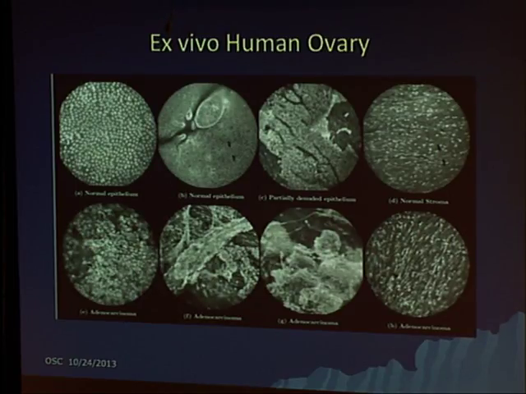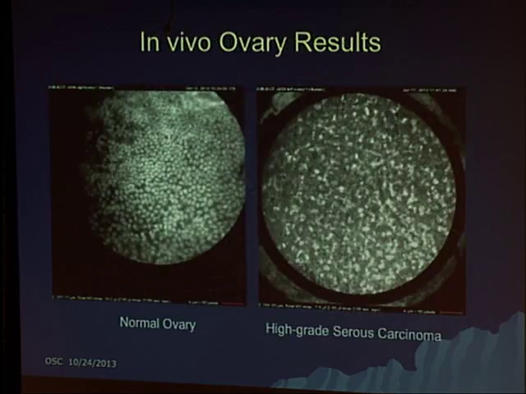So ex vivo, we've been able to show quite good sensitivity and specificity for detection of ovarian cancer with this technique, and they're now running an in vivo clinical trial of this instrument to see how well we can do in vivo. So here's an image of a normal ovary in vivo, one frame out of a movie, and here's a high-grade serous adenocarcinoma of the ovary, so ovarian cancer.